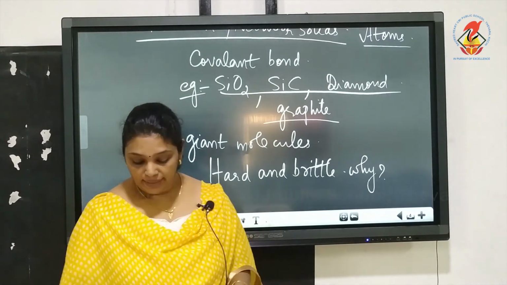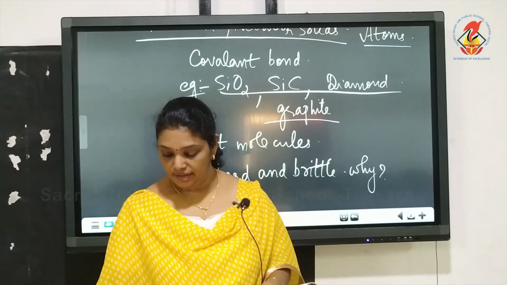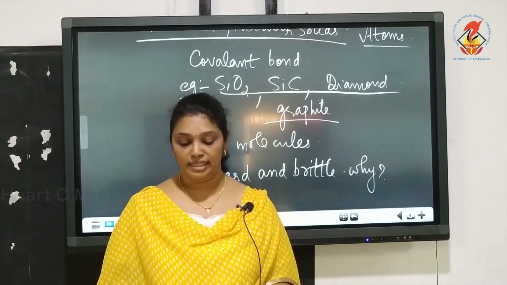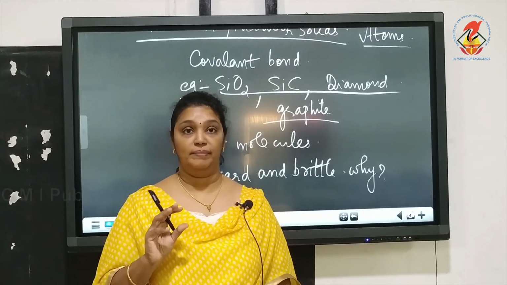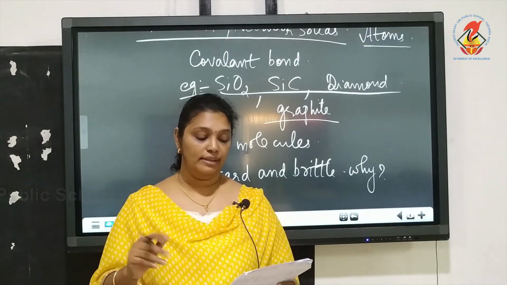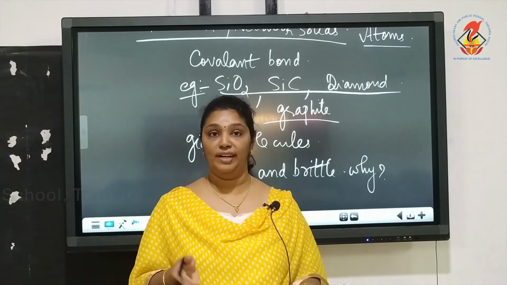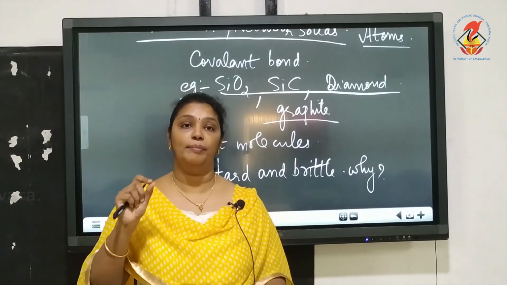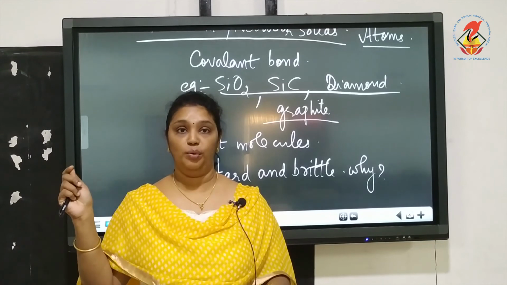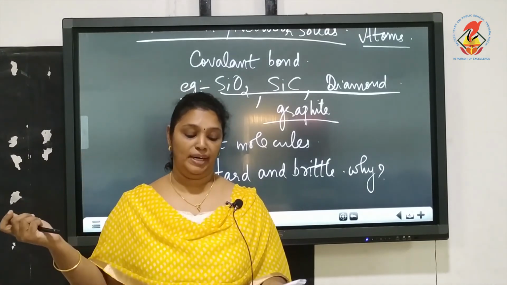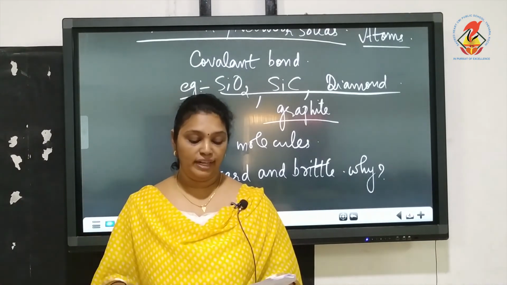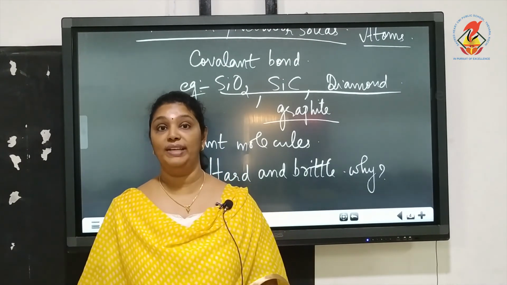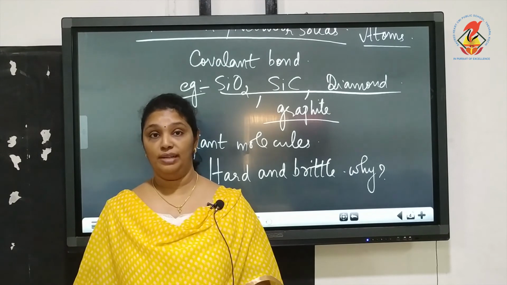Now, why is diamond an insulator? Because in diamond each carbon atom is linked to 4 other carbon atoms by means of a covalent bond. So the 4 valence electrons of each carbon are used to form covalent bonds with 4 other carbon atoms. So there are no free electrons present in diamond to conduct electricity. So we can say diamond is an insulator.